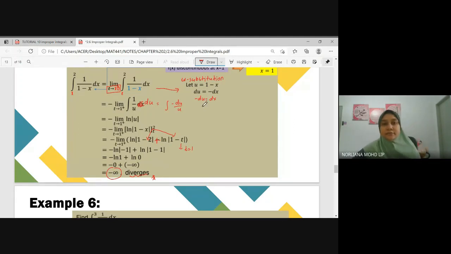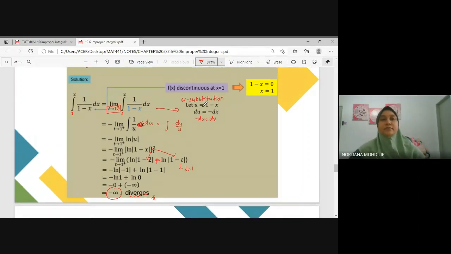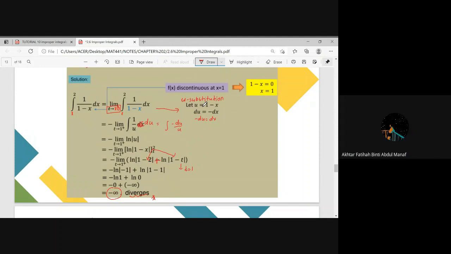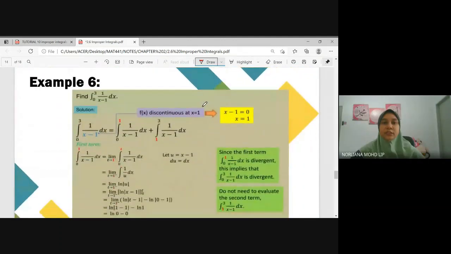Okay, boleh? Ada soalan? Ada soalan? Boleh faham? Boleh, madam. Boleh, madam. Boleh? Ni saya tidak contoh je lah.